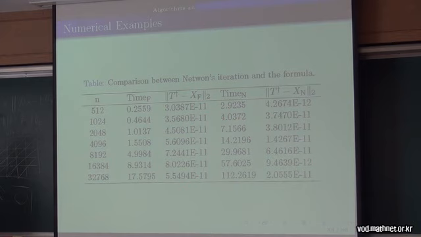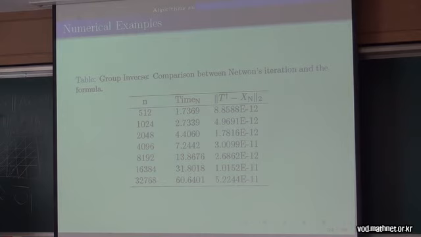But for the time, we need much less time than the Newton iteration, and we also need to notice that as the size of the matrix grows bigger and bigger, maybe the Newton will be much slower, and our algorithm based on the formula can still work. For the group inverse, we can still show that the Newton iteration is still very slow.